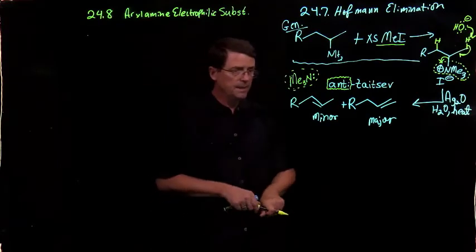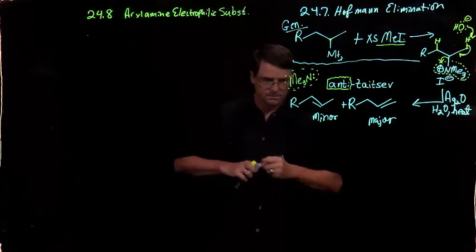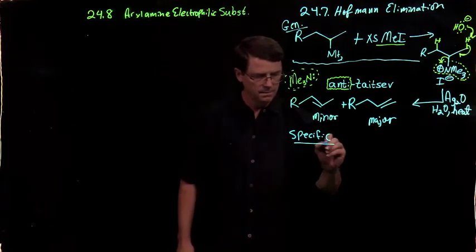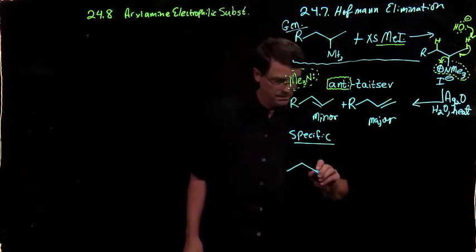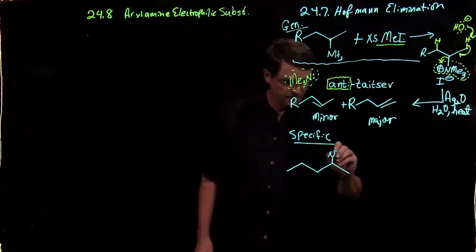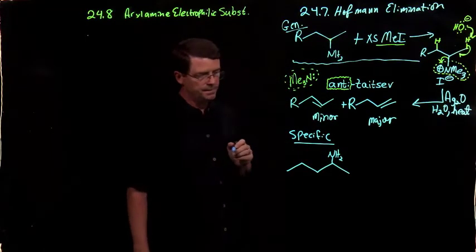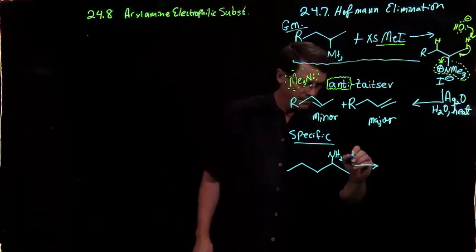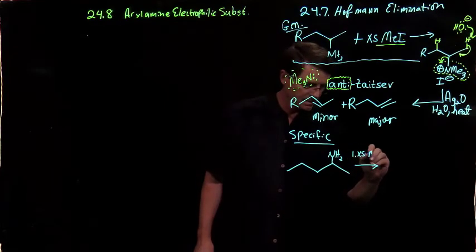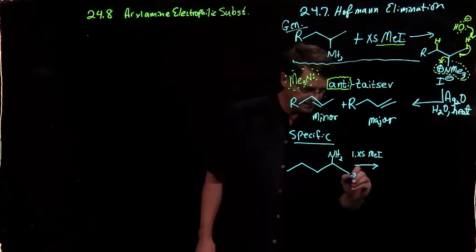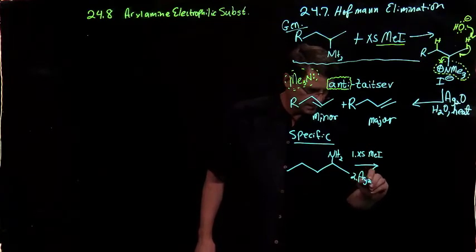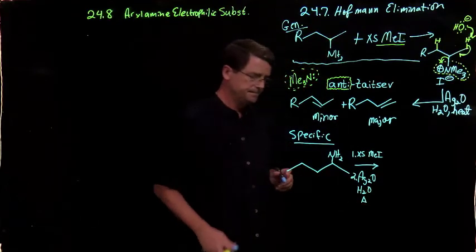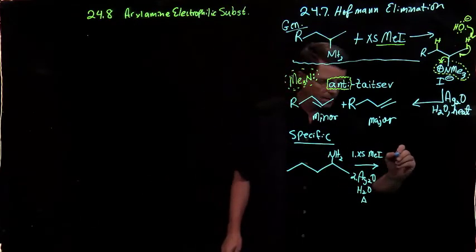So taking a specific example now, your book has a beautiful one there. They take this pentylamine, the example of this pentylamine, they react it first with excess methyl iodide followed by silver oxide in water, and you heat it up, and in fact you get two products.